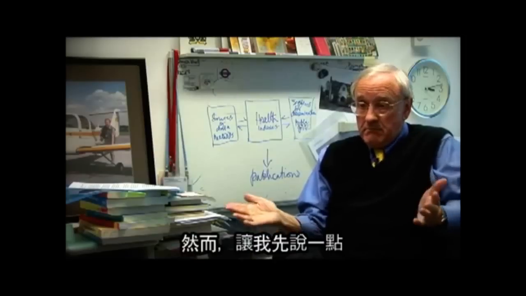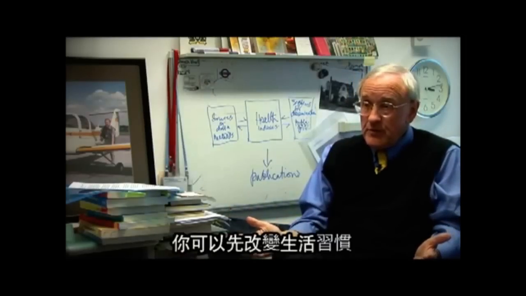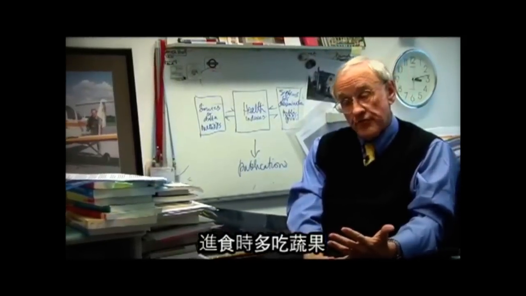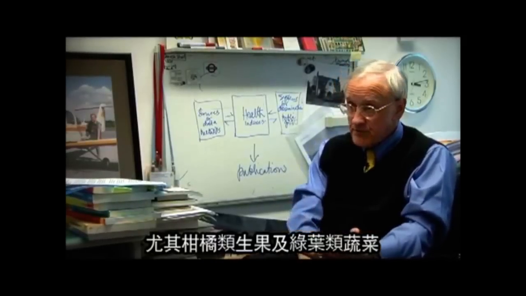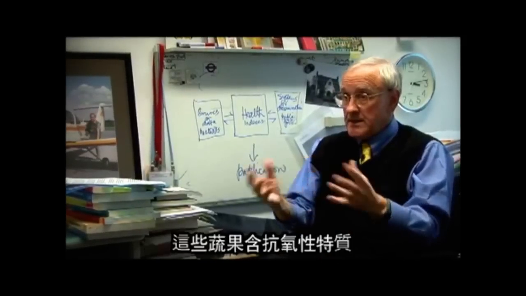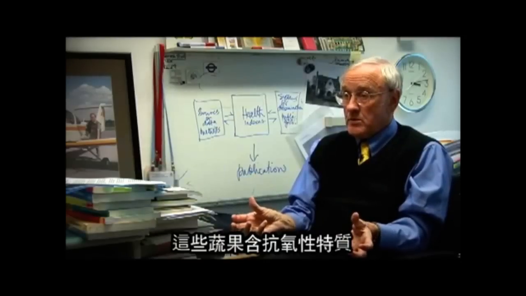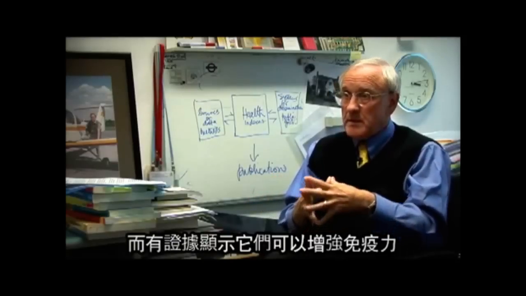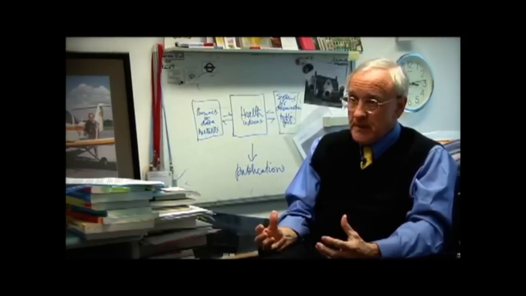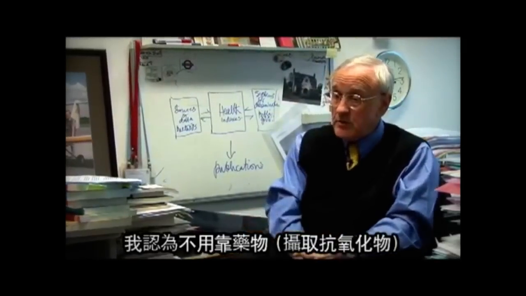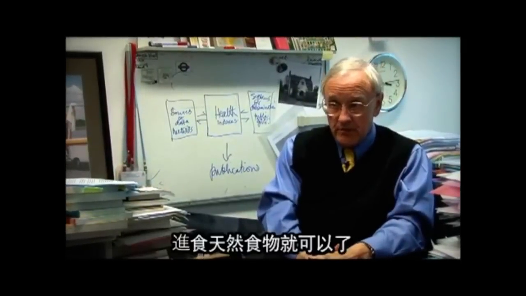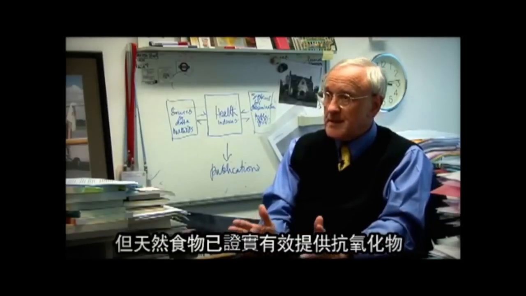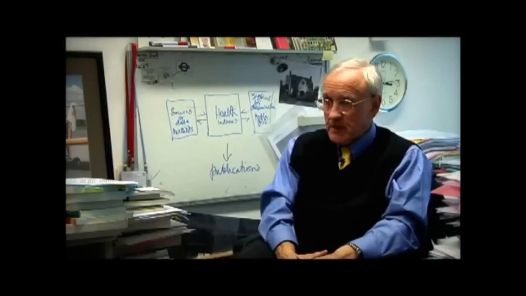However, let me say that first of all, you could review your lifestyle. You should certainly ensure that your diet is rich in fruits and vegetables, particularly citrus fruits and leafy green vegetables. The antioxidant properties of those will, arguably at least, and there is some evidence to support that, strengthen your immune system. I suggest that you don't do that by taking pills. Eat the natural foods, because there's no evidence that the pills work and there is evidence that the natural foodstuffs do.